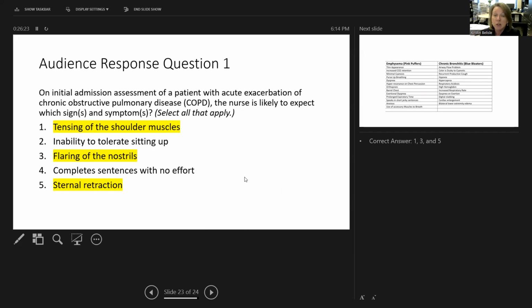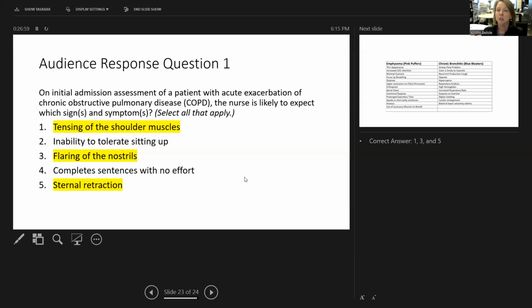Flaring of nostrils. We're going to see this with kids a lot. If you see infants, toddlers, small children, they flare. You can really see it, but you see it with adults too. Flaring of nostrils is the body's way of trying to get more air in. It's doing everything in its power. It says, we're not getting oxygen, we're not getting air. Now I'm going to flare. Complete sentences with no effort? No. If you have emphysema, you do small, jerky little sentences. If you can't breathe, you're not going to be going into long sentence structures, are you? No, you're going to be yes, no, whatever you have to do to communicate with little.